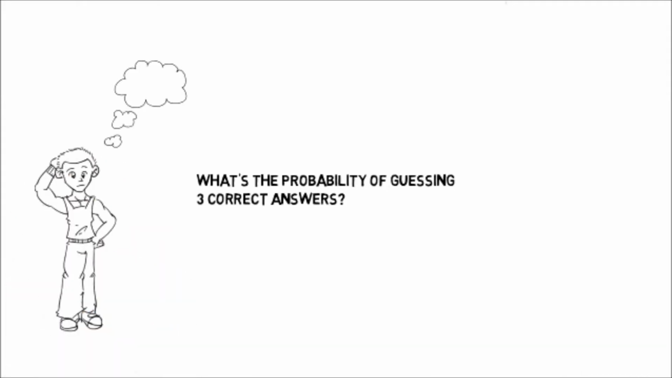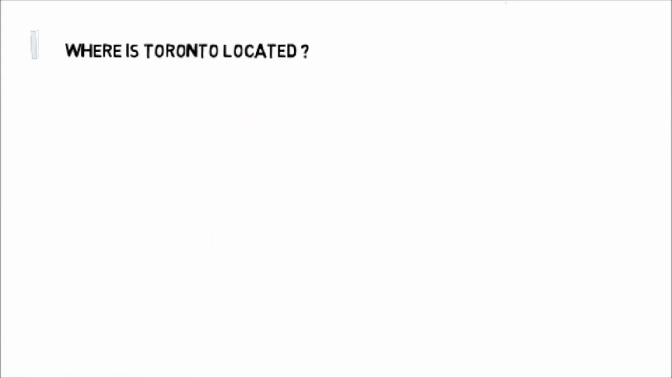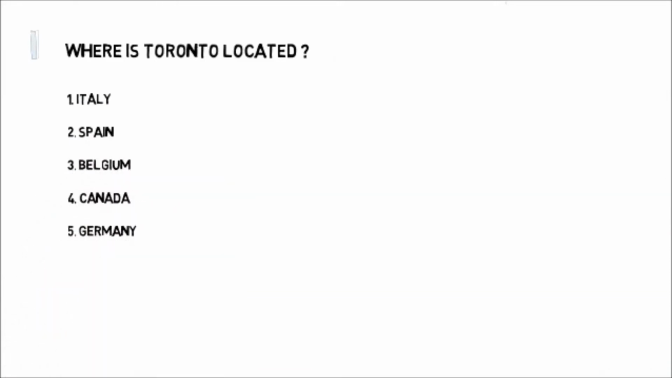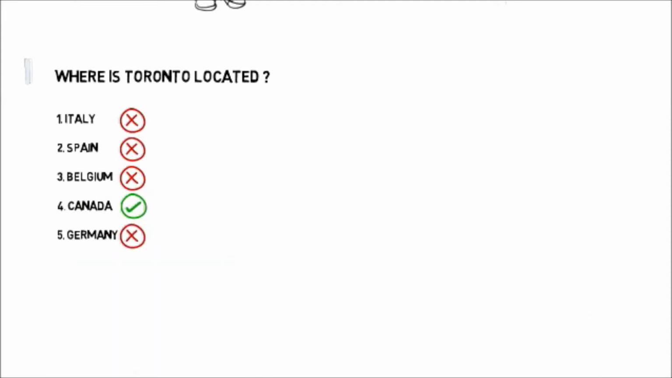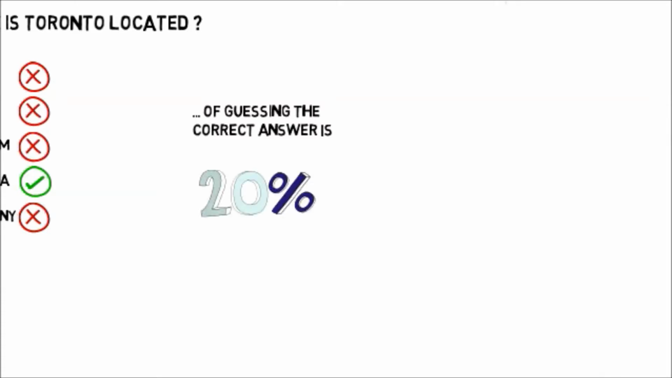Now, for each question we know that we have 4 wrong answers and 1 correct answer. Let's suppose that the first question of the test is, where is Toronto located? And the 5 different answers are Italy, Spain, Belgium, Canada, Germany. So for this question, the probability of guessing the correct answer is 1/5, because the question has 5 answers and only one of them is correct. So the probability of guessing the correct answer is 1 divided by 5, which is 0.2 or 20%.